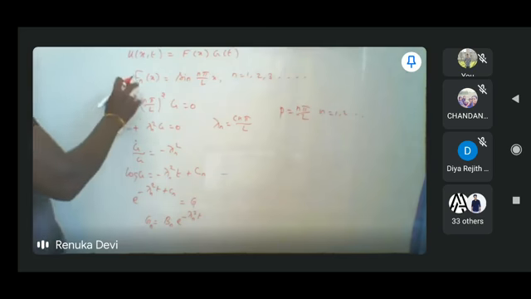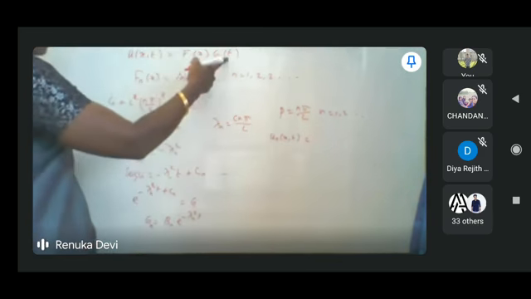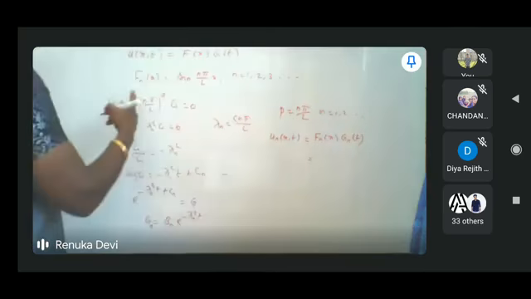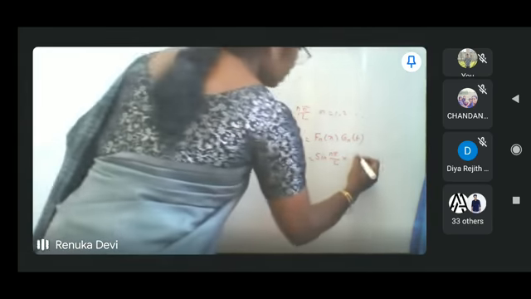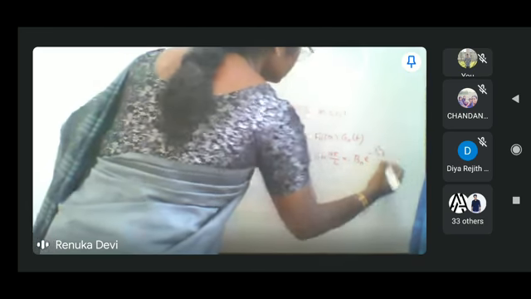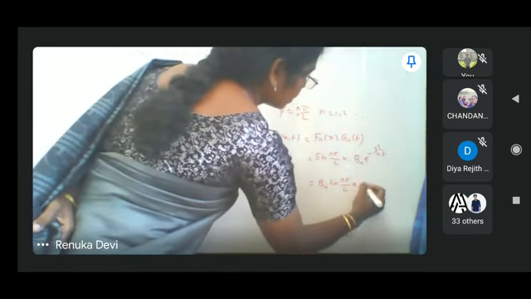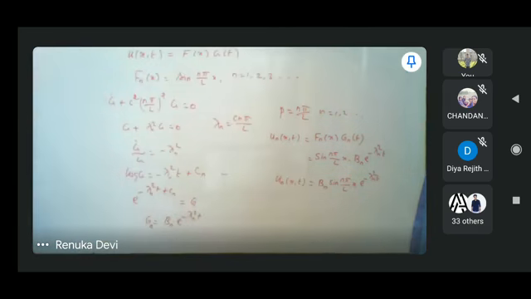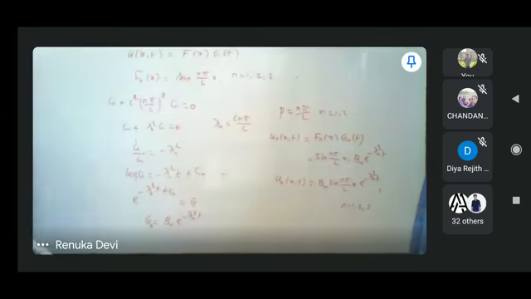Therefore, instead of u, we now have un of x comma t. That is, un of x comma t will be fn of x into gn of t. What is fn of x? fn of x is sin n pi by L x, and gn is bn e raised to minus lambda n squared t. So un of x comma t is equal to bn sin n pi by L x e raised to minus lambda n squared t, where n equal to 1, 2, 3, etc.